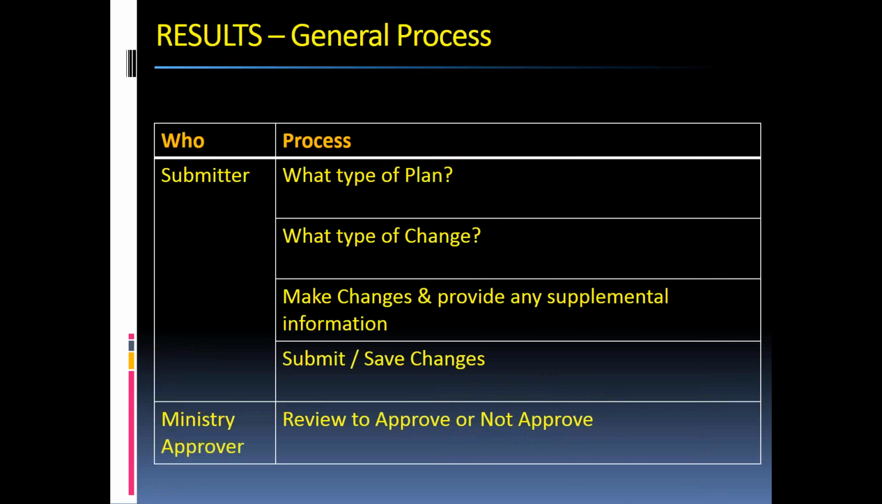So the general process you need to be familiar with is, when we're dealing with SU modifications, if you're the submitter, you have to go through a process of deciding what kind of plan you are dealing with, silviculture prescription or a site plan. What kind of change do you need to make to that document? Make those changes and maybe provide supplemental information. And in this case, when you submit the information through ESF, for those documents that do not require approval, once it's submitted, if it's accepted, then it's official.